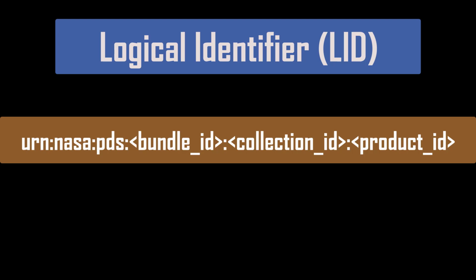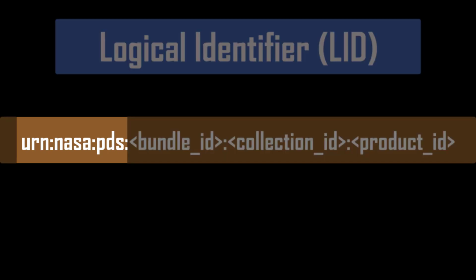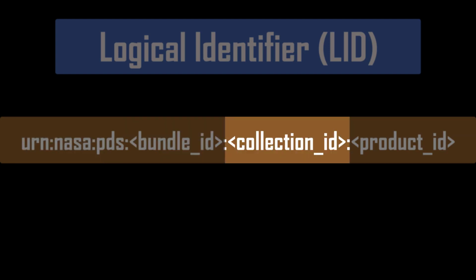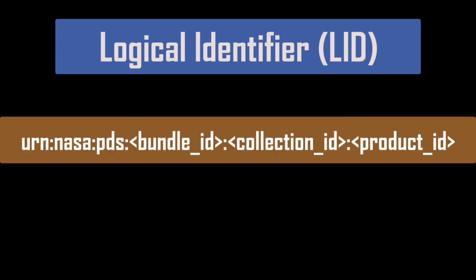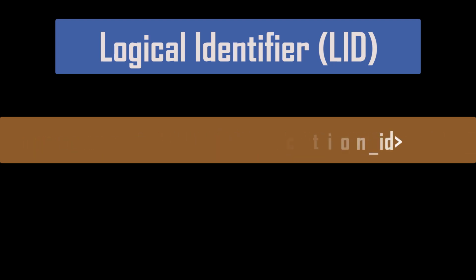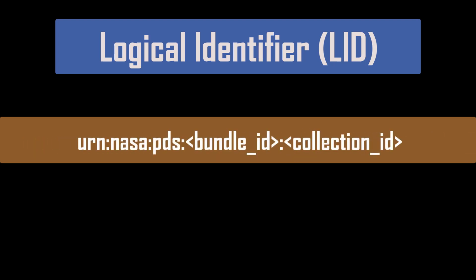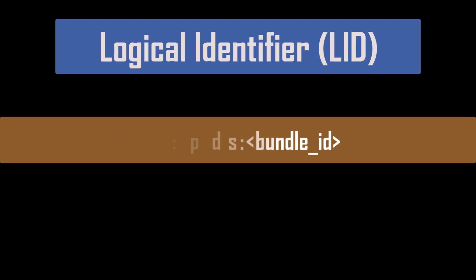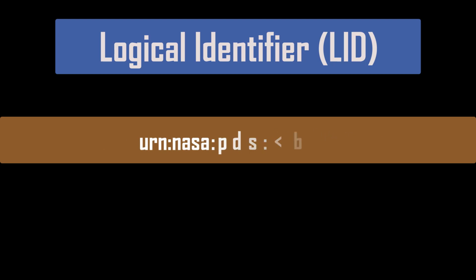LID format reflects each product's place in the archive. The format is URN NASA PDS, then the bundle ID, the collection ID, and the product ID. The bundle and collection information is explicit in the LID and shows where each product resides in the archive. Collection LIDs are of the format URN NASA PDS, bundle ID, collection ID. Bundle LIDs are formatted URN NASA PDS, bundle ID.